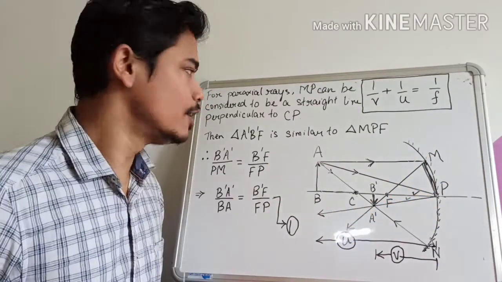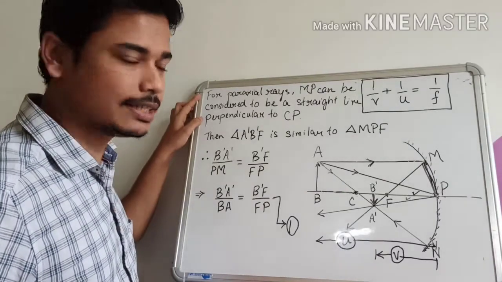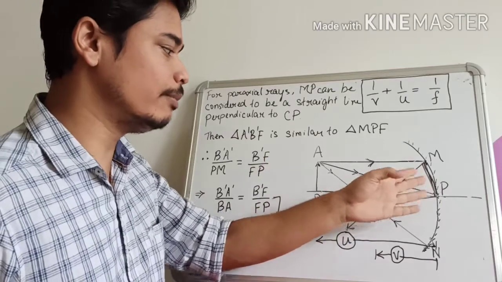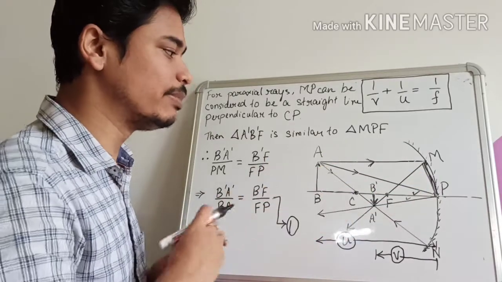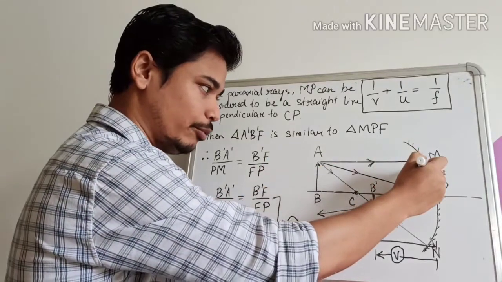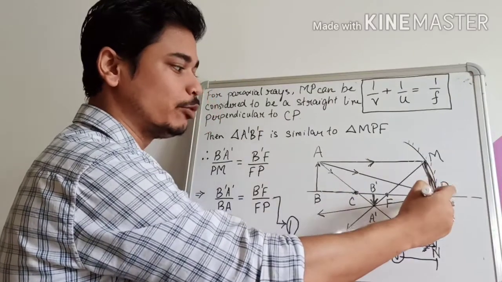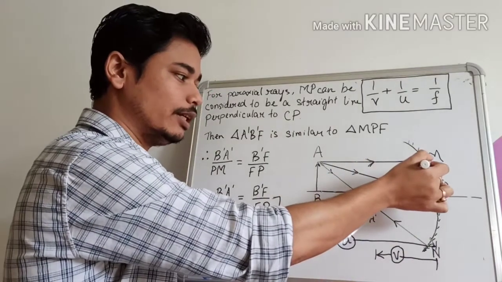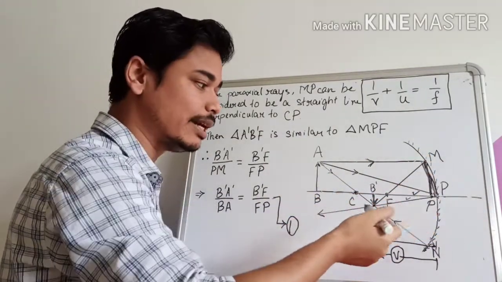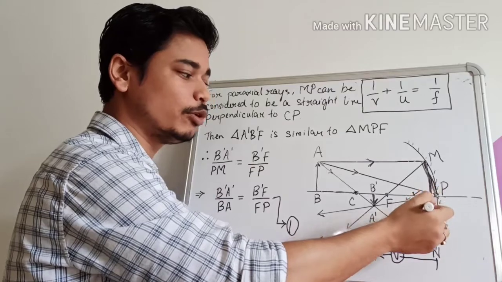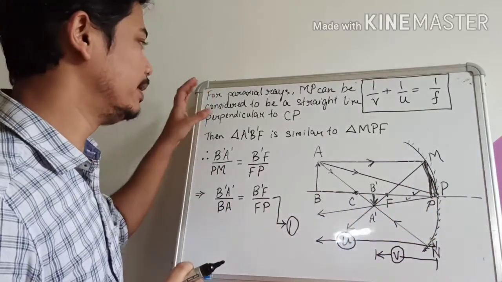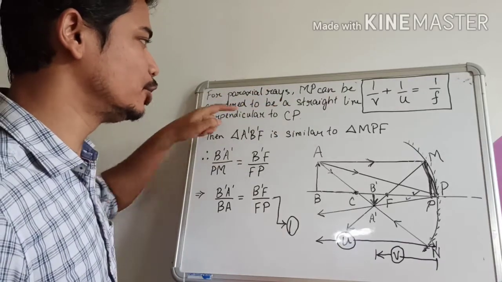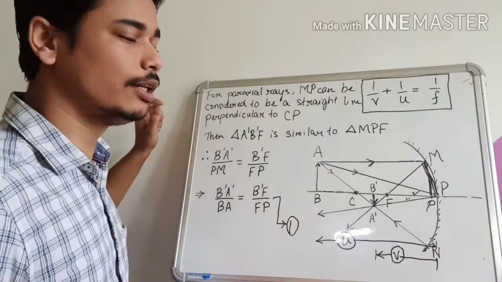for paraxial rays. So here I have written, for paraxial rays, MP can be considered to be a straight line. And how will this line be? This line will be perpendicular to the principal axis. So we can simply drop a normal at this point and consider this point to be the point P. So we have dropped a normal to the principal axis at this point, and we have considered this point to be point P for a paraxial ray. Now for paraxial rays, the MP can be considered to be a straight line which is perpendicular to CP.